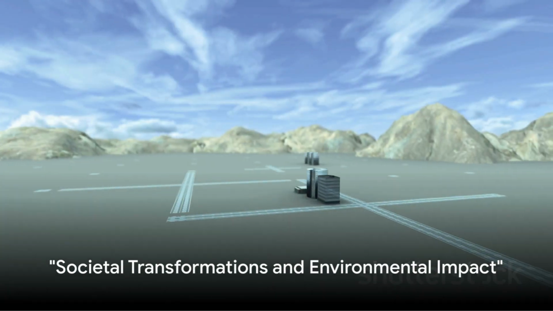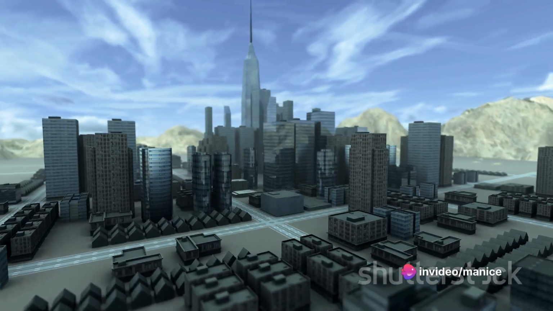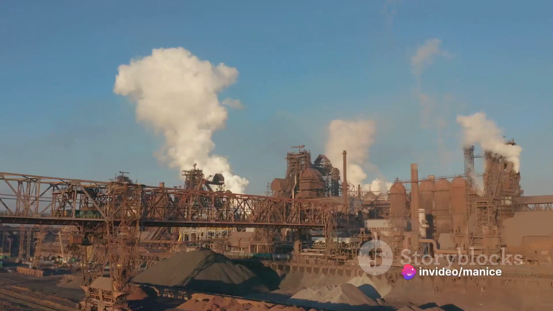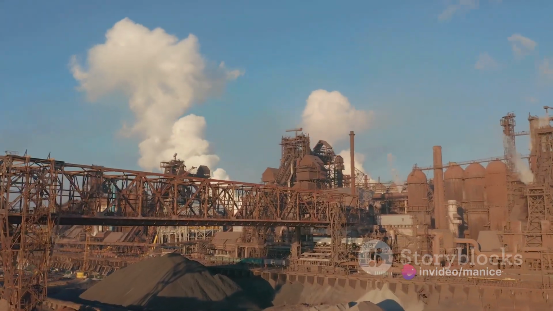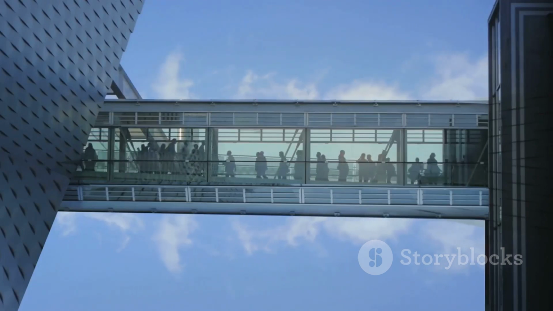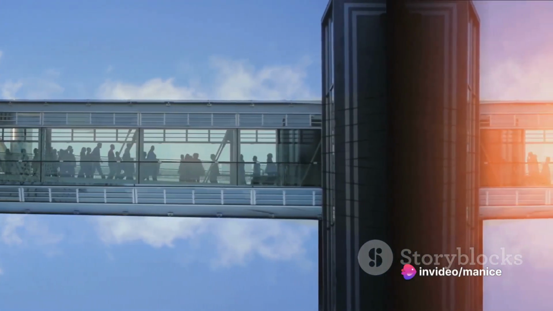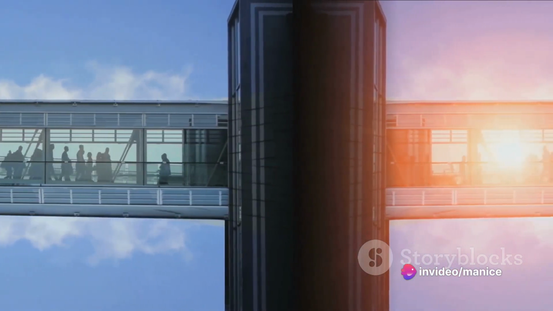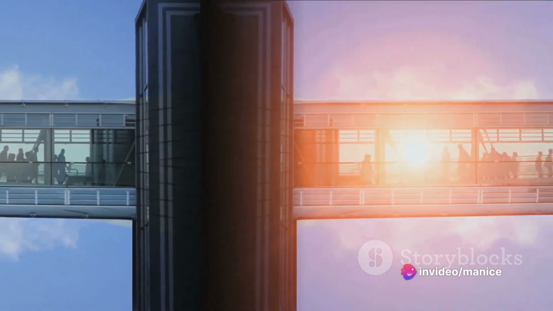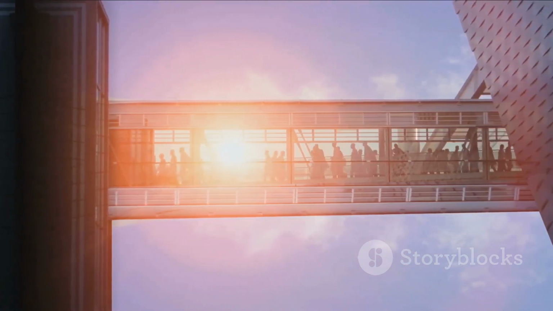The Industrial Revolution was a time of dramatic change, not just in terms of technology, but also in society and the environment. As factories sprung up, towns and cities grew at an unprecedented pace. This urbanization brought about a shift in how people lived and worked, marking a departure from agrarian life. The allure of better wages drew people to these industrial hubs, leading to overcrowding and poor living conditions.